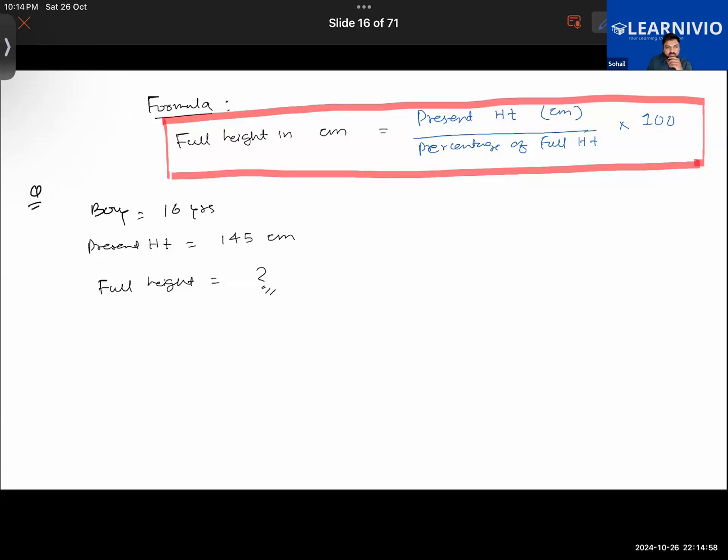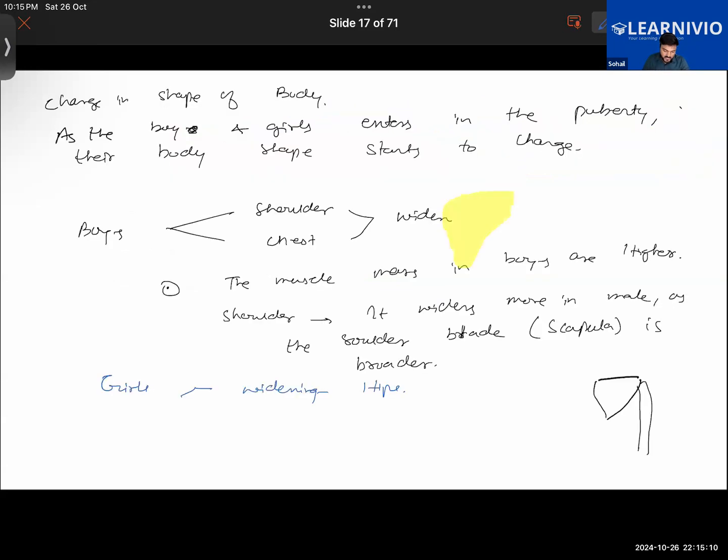148. Well done. So that is the full height of the person, that boy, by the age of probably 18 or 19 years. Good. So this is how you can calculate the full height of the person by the end of the growth period.